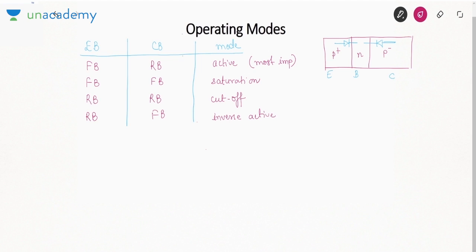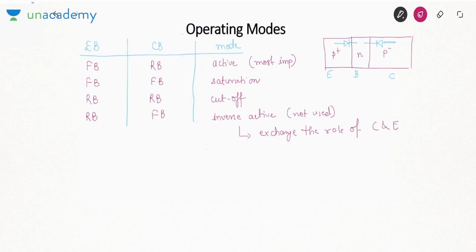inverse active. It is not used because in inverse active we exchange the role of collector and emitter. That is, in this mode we make the collector behave like a source of charge carriers and the emitter behave like the collector of the charge carriers. We are exchanging the roles of emitter and collector, and I told you the collector is intentionally low doped. The collector has low doping in order to increase the breakdown voltage. But if the emitter is behaving as collector, then the emitter has high doping.